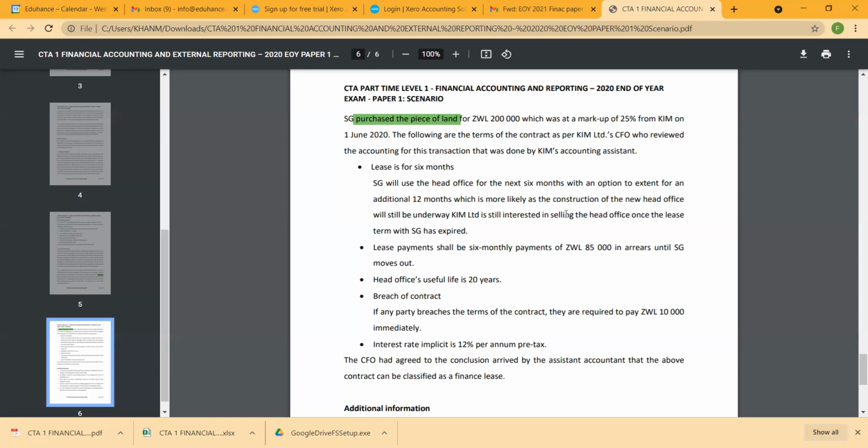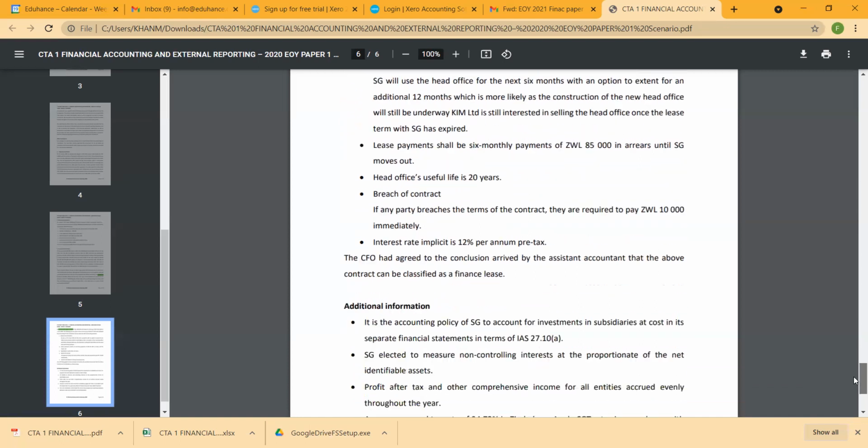The following are the terms of the contract as per Kim Ltd, who reviewed the accounting for this transaction that was done by Kim's accounting assistant. Okay, so they say lease is for 6 months. SG will use the head office for the next 6 months with an option to extend for an additional 12 months, which is more likely, as the construction of the new head office will still be underway. Kim Ltd is still interested in selling the head office once the lease term with SG has expired. Lease payments shall be 6 monthly payments in arrears. The head office useful life is 20 years. Breach of contract, if any party breaches the contract, they are required to pay 10,000. Interest implicit in the contract is 12% per annum before tax. Okay, so there's just a lease agreement between them. So we'll have to have a look at the details of that.